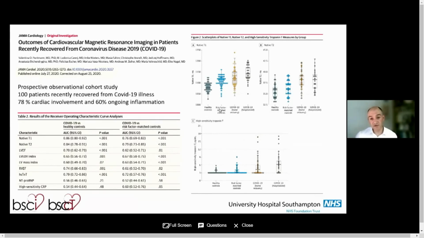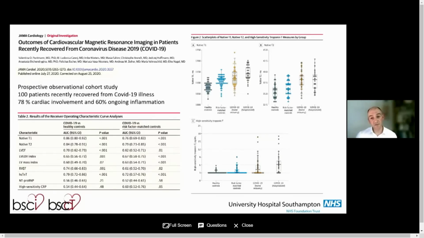But interestingly, we saw exactly the same parameters when we were looking at native T1 and T2 relaxation time. In fact, the T1 and T2 relaxation times were more sensitive to myocardial damage in these populations than the high-sensitivity troponin, as you can see here, evidenced by the area under the curve compared to the risk factor matched controls.